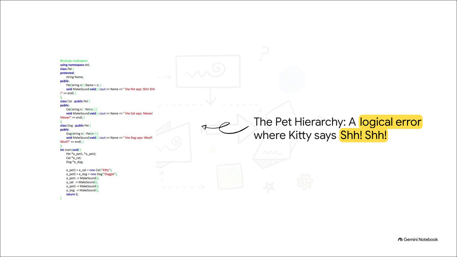We've got a pet hierarchy. The base pet class has a make sound method that just prints shh, shh. We also have a cat class and a dog class that override this to say meow and woof. Down in our main function, we create a new cat named Kitty, but we store her using a generic pet pointer. Because of that static early binding we just talked about, when we tell Kitty to make a sound, the compiler only sees the pet pointer. The result, our cat Kitty says shh, shh instead of meowing. I mean, that is a huge logical error.